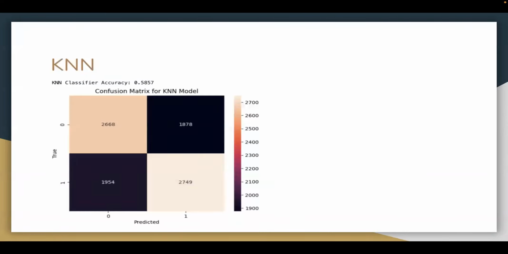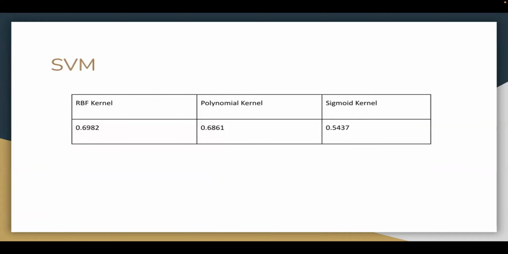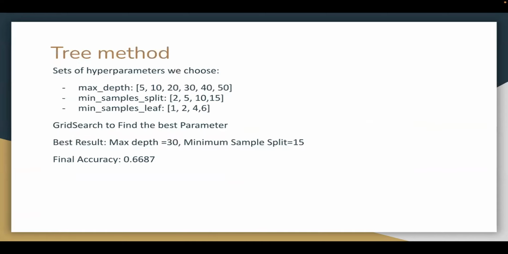From the KNN model, the light colors represent the truly predicted observations, and the dark color represents the predictions that are wrong. And we can see the final accuracy is 58%, which is barely better than random guessing. From the SVM model, the RBF kernel has the largest accuracy of 70%, and the sigmoid kernel has 55%.